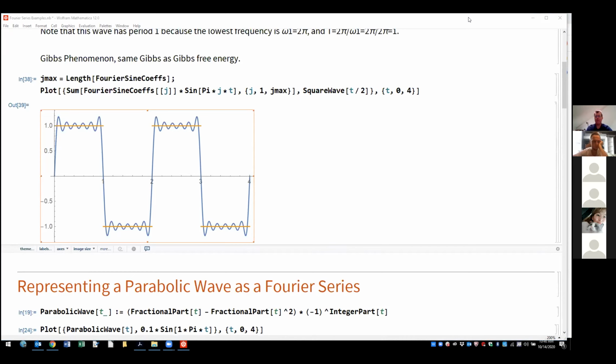By the way, this Mathematica file is available on Blackboard, so you can take it out and play with it. You can double check your work on the next problem set using it. It's all there for you.